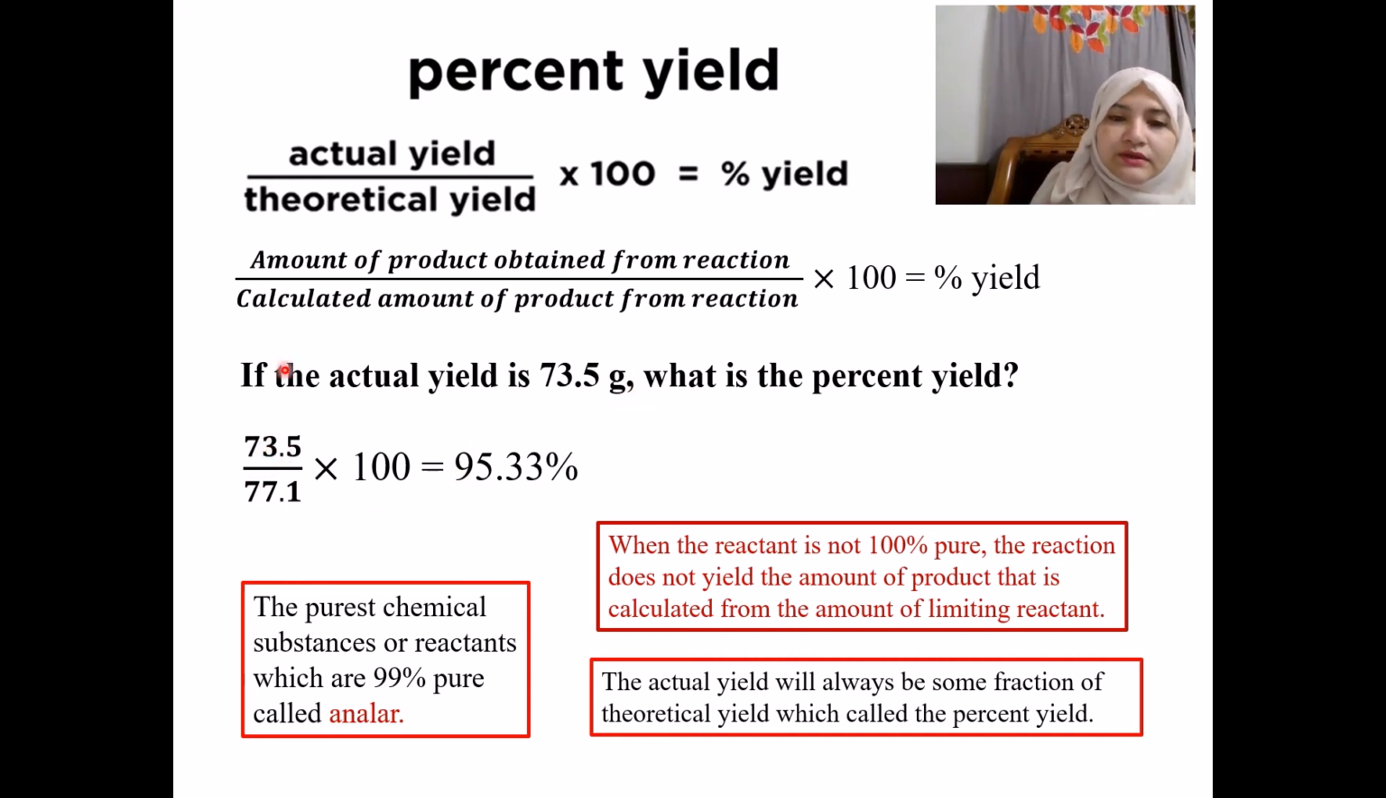The actual yield is given as 73.5, and 77.1 is the theoretical yield, and then multiplied by 100 we get 95.33% yield. And this is the reality, and this is a very useful concept for planning in industrial chemistry. For production of any chemical substance, this is a very important concept. We have to calculate the percentage of yield.